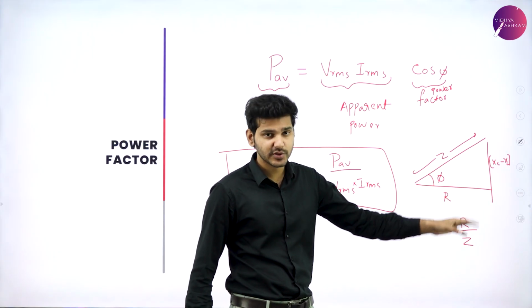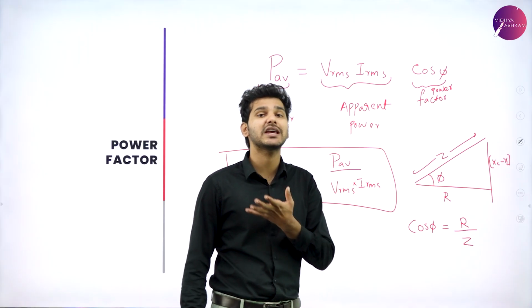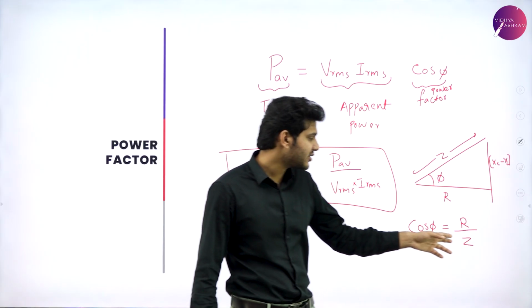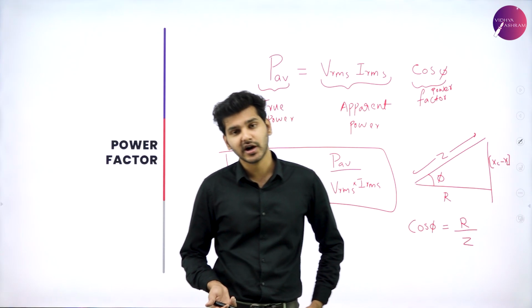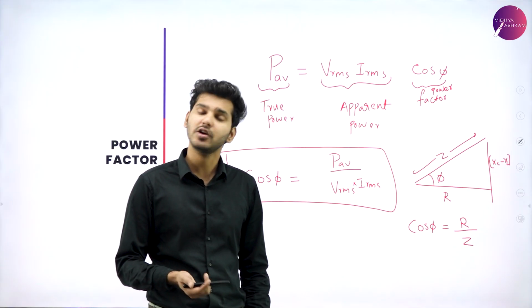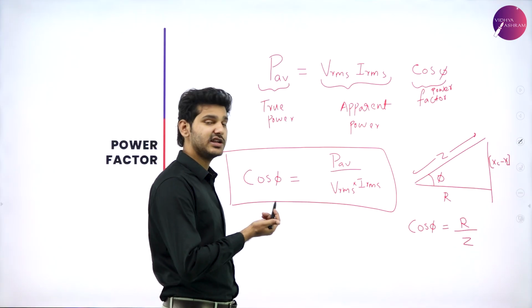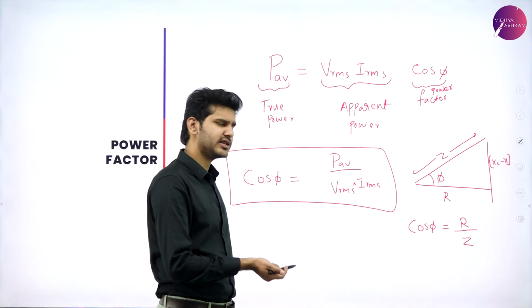If more information is given, that is, if information about impedance is given, then you can directly write Z is equal to root of R square plus (XC minus XL) whole square. So you can use that relation also. If you want to find the angle, then that is also easy.